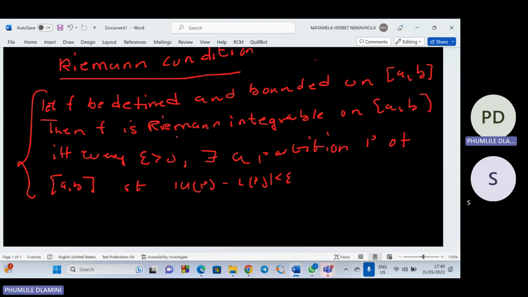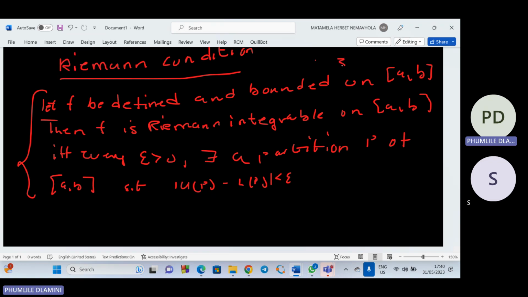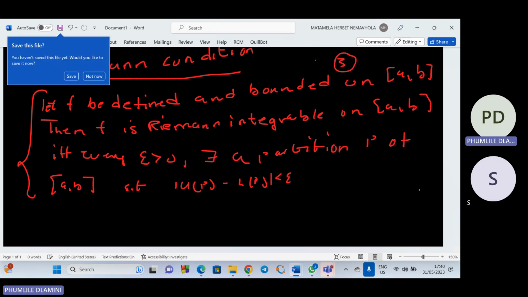I have checked that. So you must just remember, let f be defined and bounded on a, b, then f is Riemann integrable on a, b if and only if for every epsilon greater than 0 there exists a partition P of a, b such that U of P minus L of P is less than epsilon. So this one, they always ask it. So you will see every question that we're going to be answering, you must rewrite it down somewhere. They normally come with 3 marks, just to state what I just wrote now.